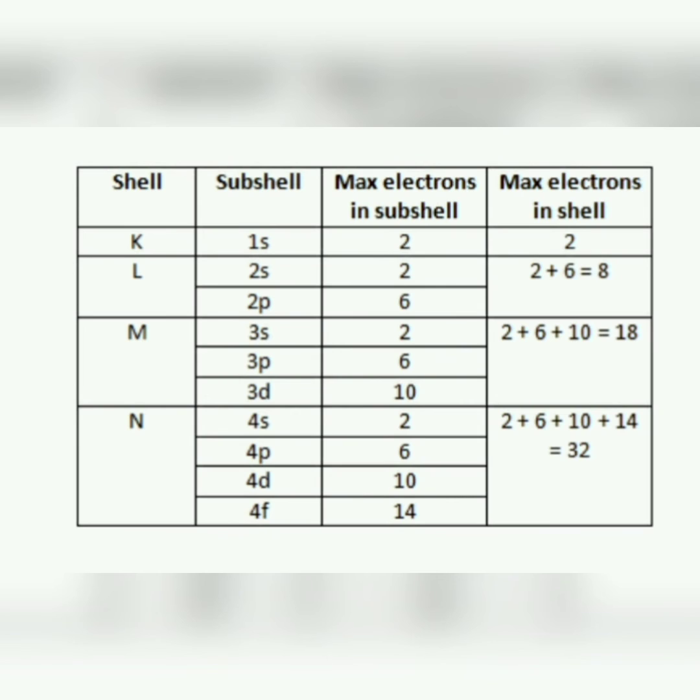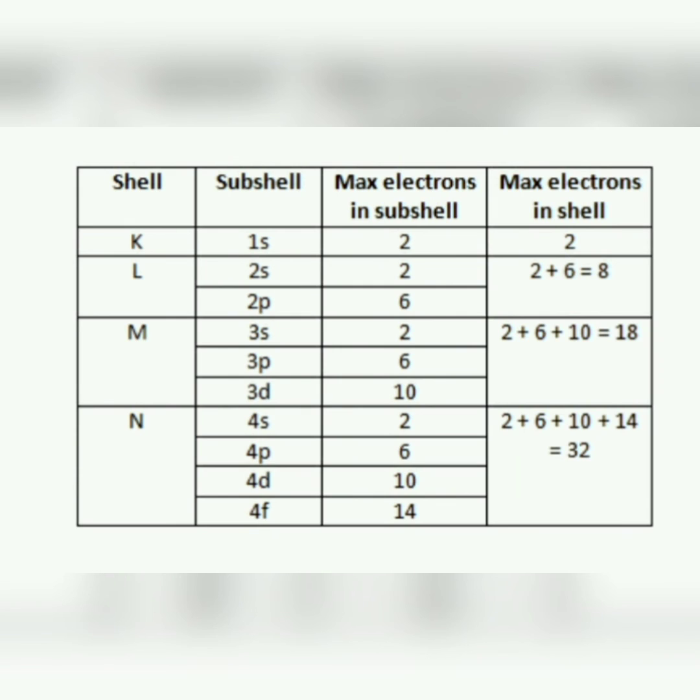The M shell has 3 subshells, 3s, 3p and 3d. The electrons that can be accommodated in 3s are 2, that of 3p are 6, and the maximum number of electrons that can be accommodated in 3d is 10. So M shell can accommodate 2 + 6 + 10 = 18 electrons in it.